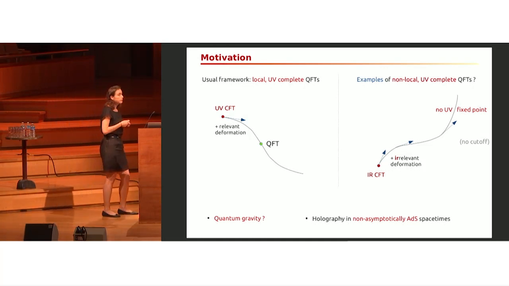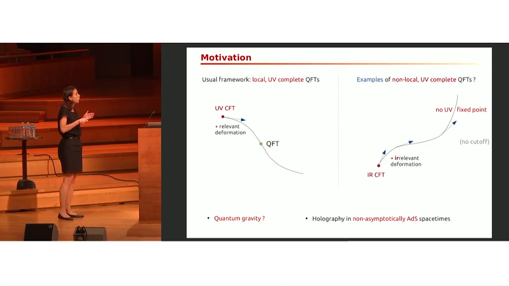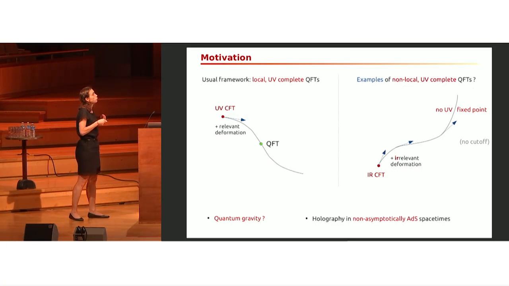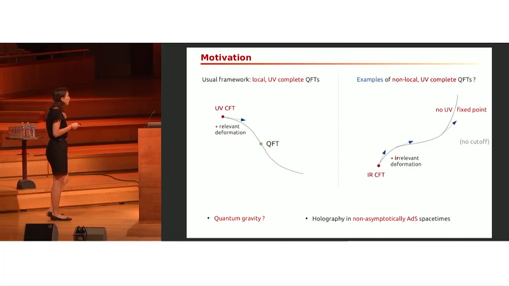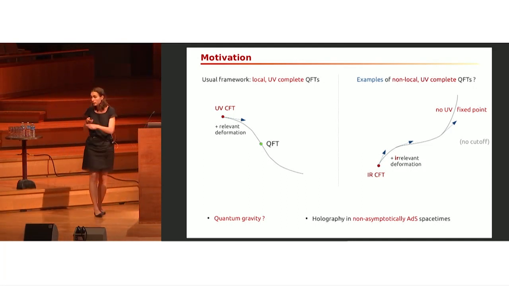What's very nice is that as one goes up, one can follow this trajectory an arbitrary amount without encountering a cutoff or any sickness. Another interesting thing is that one also never ends up in a UV CFT fixed point. So the theory is UV complete, but somehow intrinsically non-local in the UV. Some reasons to consider such theories are quantum gravity and, as I'll explain, holography for non-asymptotically AdS spacetimes.